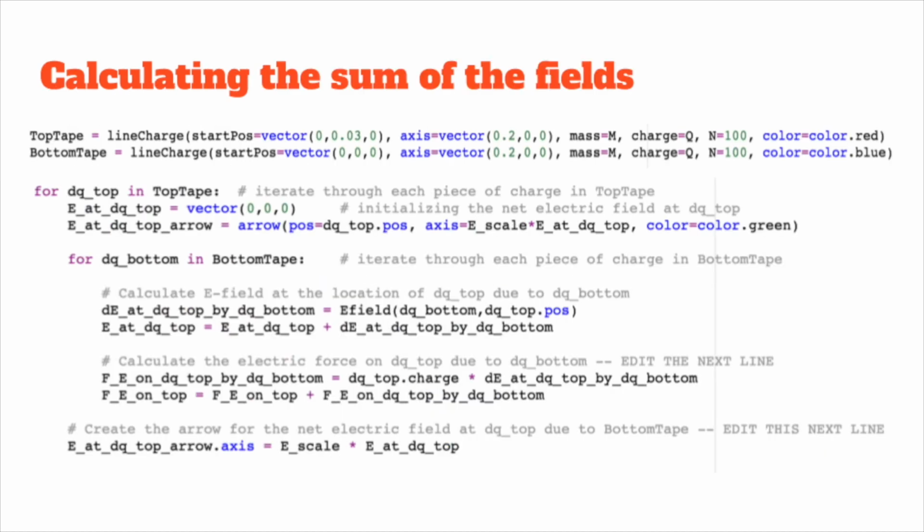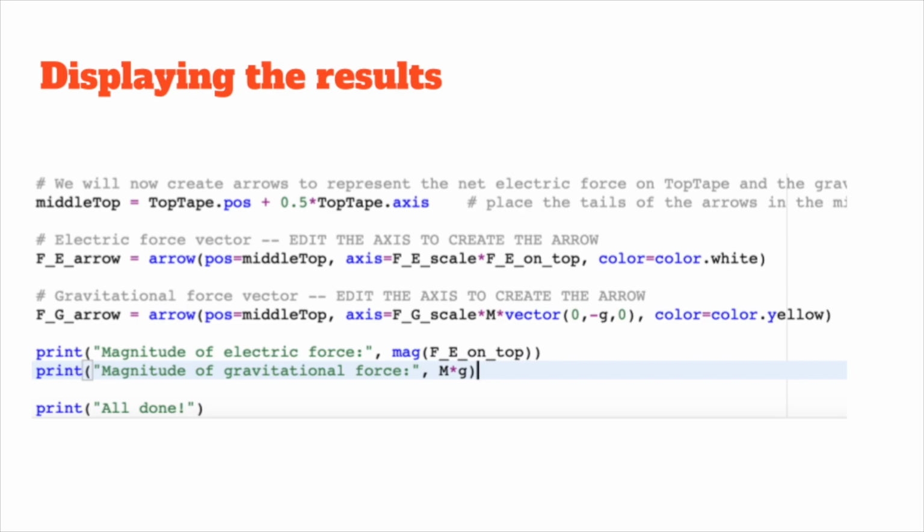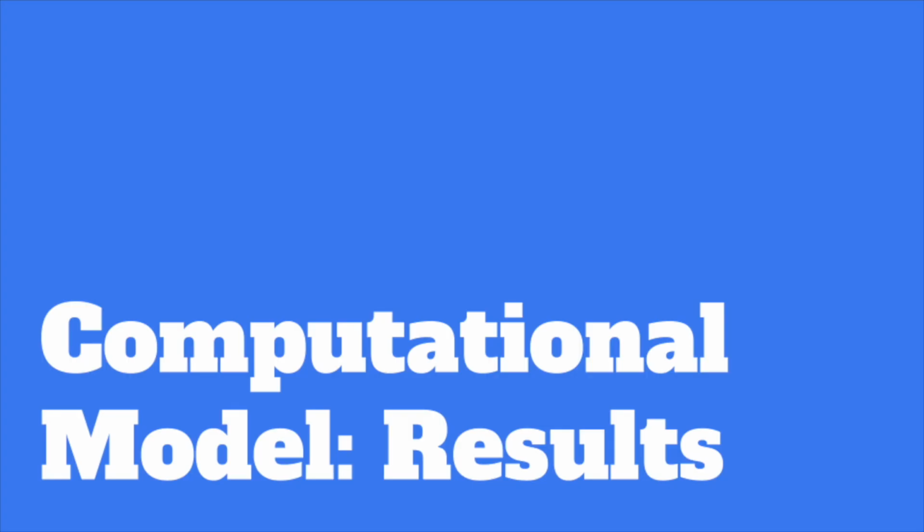We then write a for loop to calculate the contributions of each of these individual point charges on the upper point charge, thereby creating a superposition of electric fields. Finally, this is the code that will help display the results. Coding this will give us the following results.